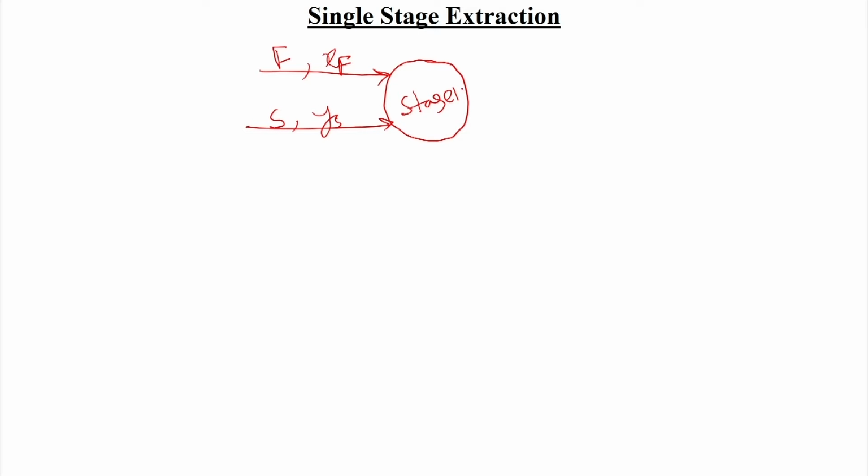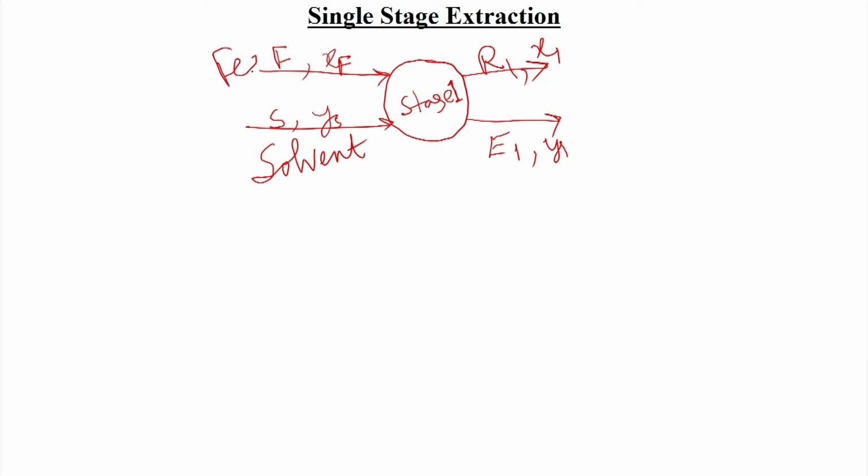Now, we have this extractor, a mixer settler. Once it is extracted, we have two different phases. One is our target, the extract phase, E1, with the solute concentration Y1, and the other is the raffinate, with the solute concentration X1. So, this is the extracting solvent, this is the feed, this is the raffinate, and this is the extract.